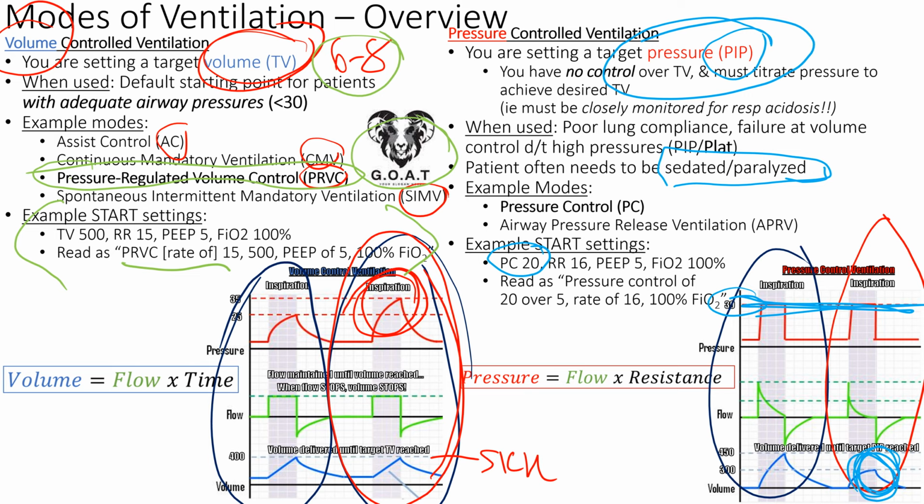And how do you read it? It's pressure control 20 over 5. That's your PEEP right there, right? So 20 over 5. So that's basically like you're reading a BiPAP setting to somebody, right? Rate of 16. In this case, this rate is having a change in their CO2. It will change the CO2 when you change the rate here, and of course your FiO2.